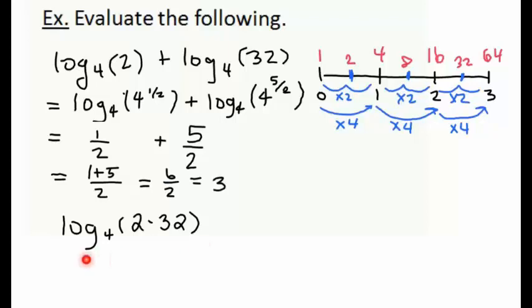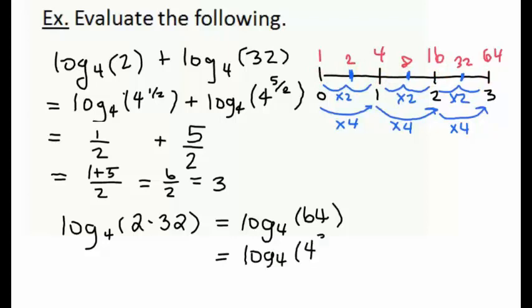Now I want to show this one more time down here at the bottom. We're going to evaluate log base 4 of 2 times 32. Now this is going to equal log base 4 of 64, and we can easily see from our picture that this is at step 3. So we could write 64 as 4 to the power of 3, in which case we have a numerical answer of 3.